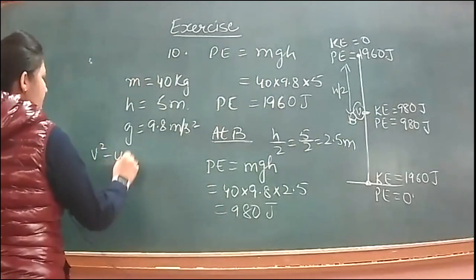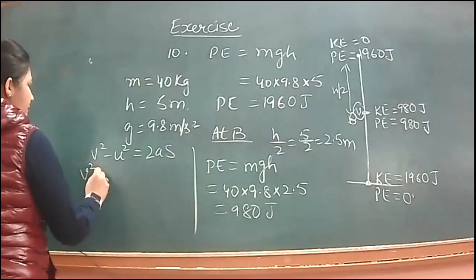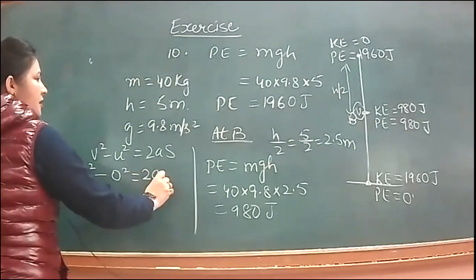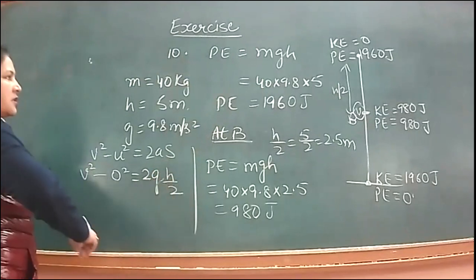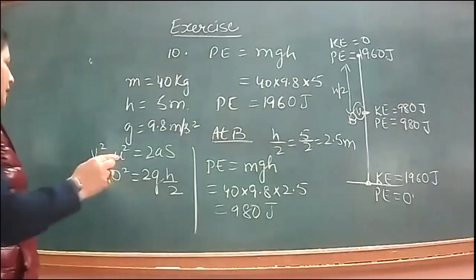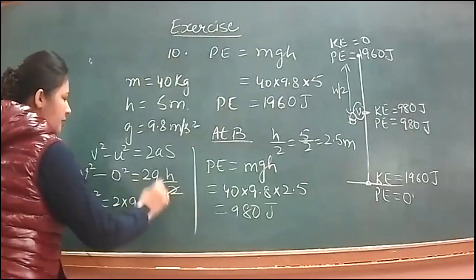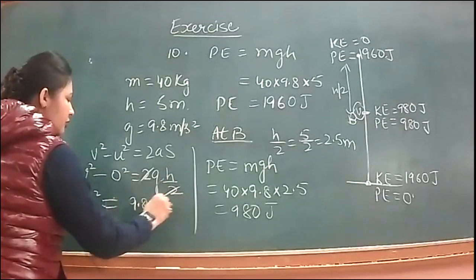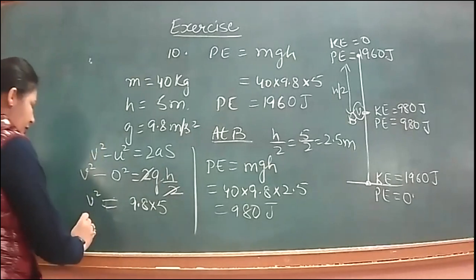So using V square minus U square equal to 2AS, V at B point, U is 0 at A point, A is G, and distance between these two is H by 2. Distance between points A and B is H by 2. So put in the values, V square is 2 and G is 9.8 into 5 only. So we have found V square.